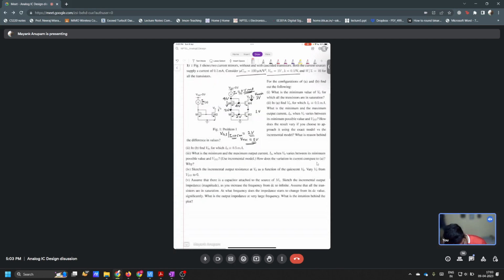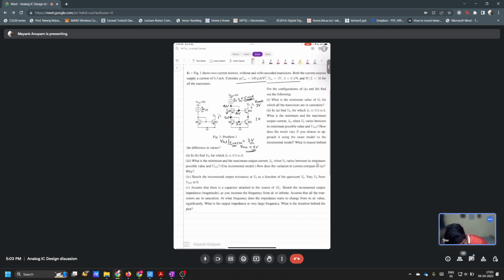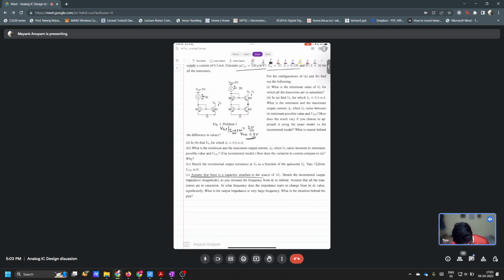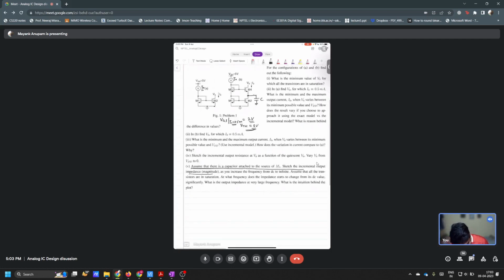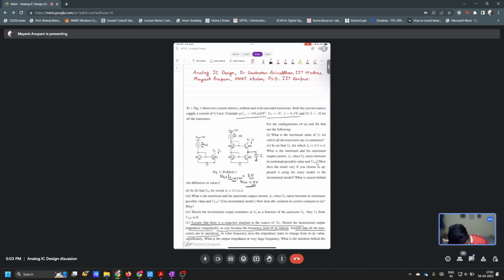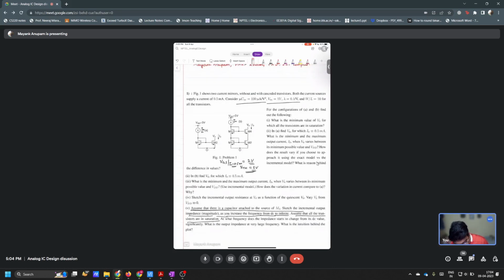Fine, now just a small change. So this was about the range here, what is the minimum and maximum. Let's clean this up and do something else. Now assume that there is a capacitor attached to the source of M4. At this source of M4 I have attached a capacitor, C. Now sketch the incremental output impedance magnitude as you increase the frequency from DC to infinite. Assume that the transistors are in saturation. Now tell me, what is the impedance looking out when this capacitor was not here? What is the R out here?